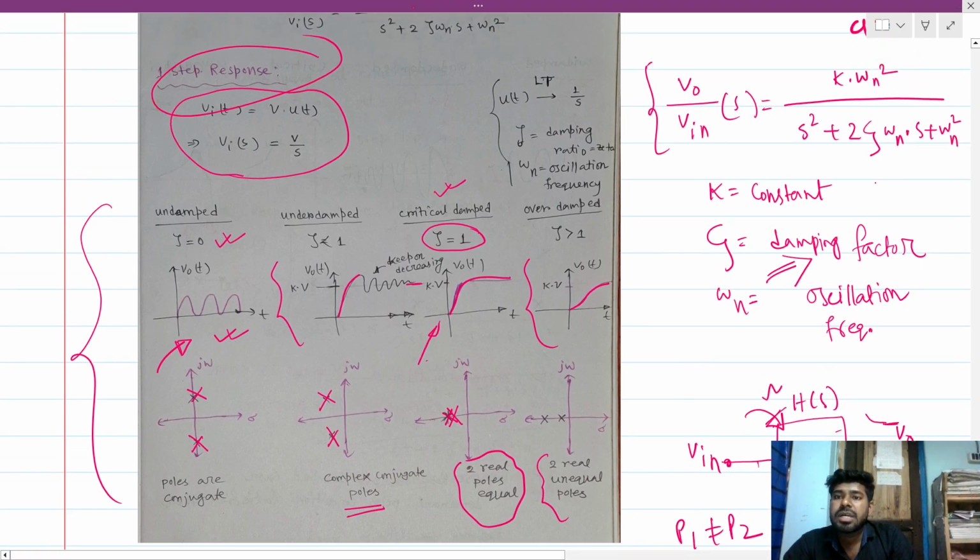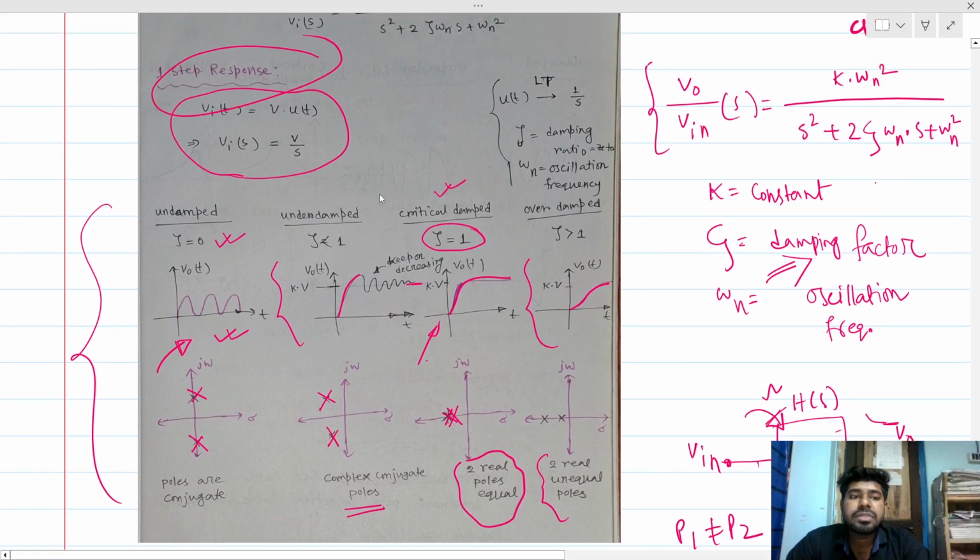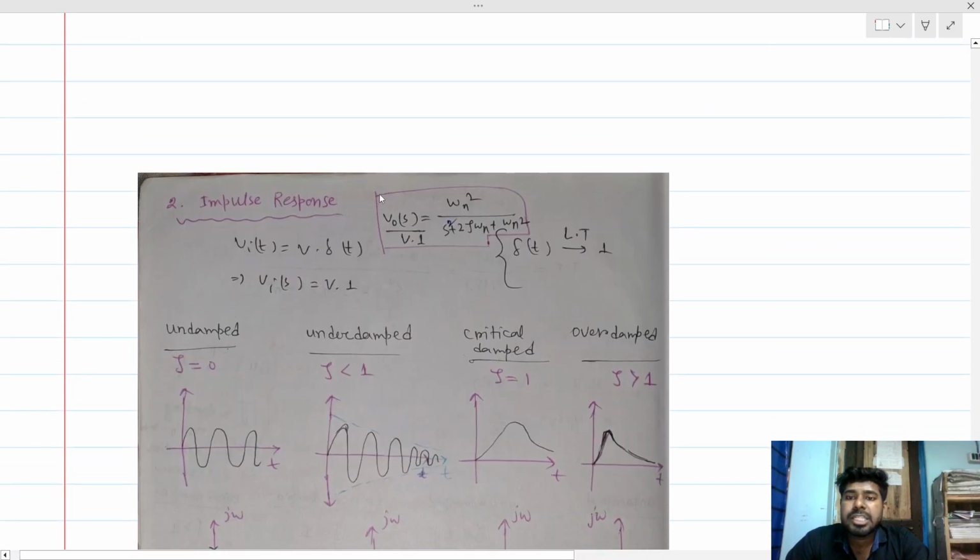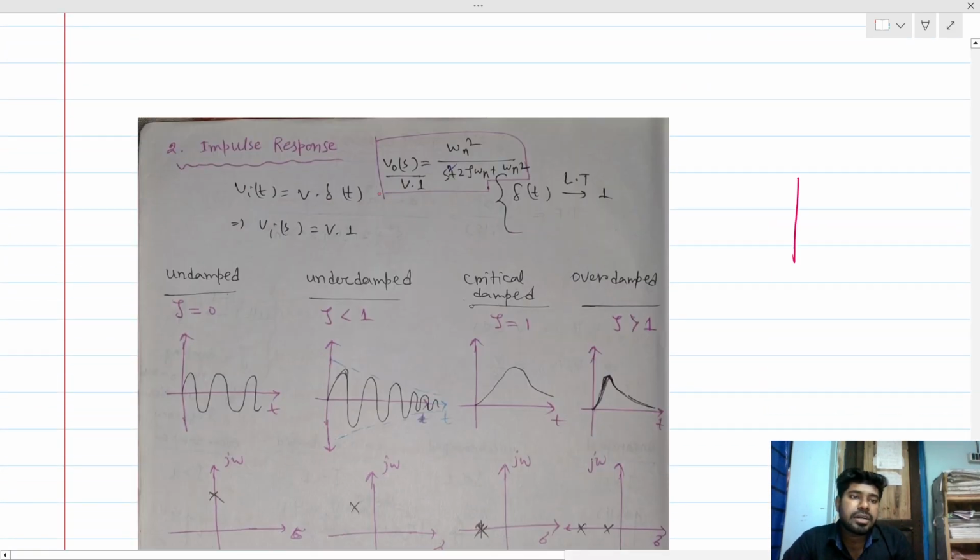Now we will see how it behaves with respect to impulse response. If we have a second order system like this and we apply a voltage impulse and have a voltage output like that, so this is a second order system.